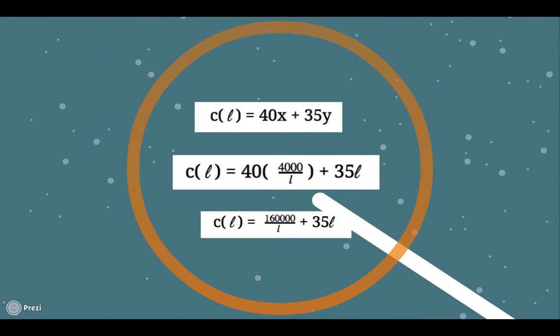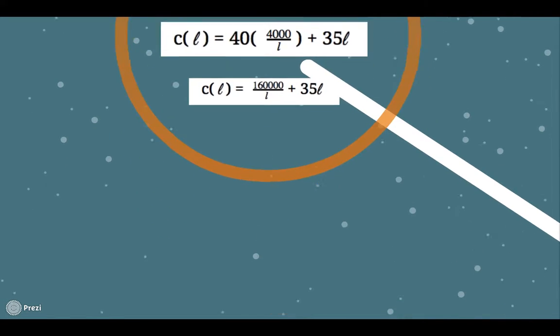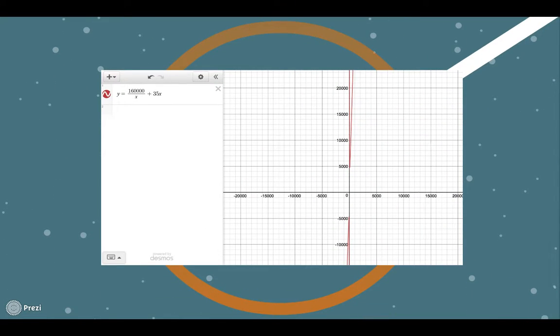So if you take the cost equation we got in the previous step, and you plug in 4,000 over L for x, then you should be able to get the cost as a function of the length is 160,000 over the length plus 35 times the length. We put this function into Desmos, and you can see that this is what the graph looks like that matches the equation for the cost in terms of length.